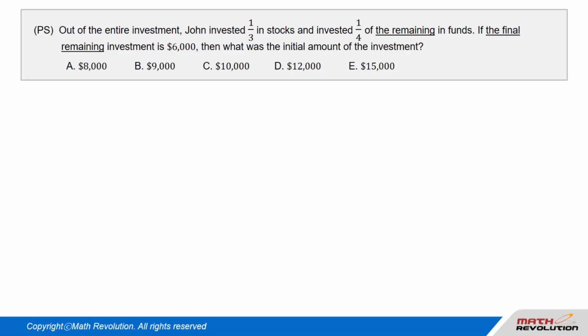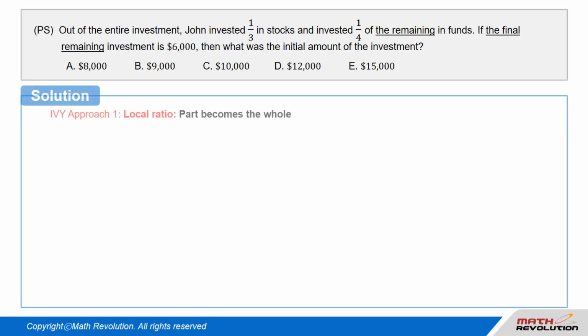Question. Out of the entire investment, John invested 1/3 in stocks and invested 1/4 of the remaining in funds. If the final remaining investment is $6,000, then what was the initial amount of the investment?